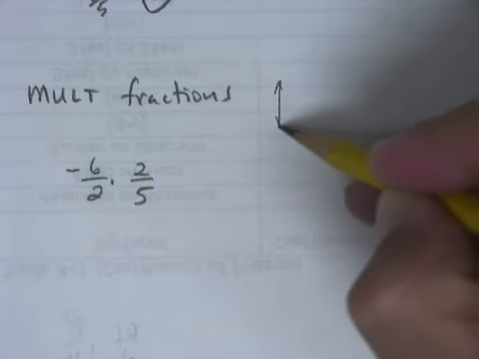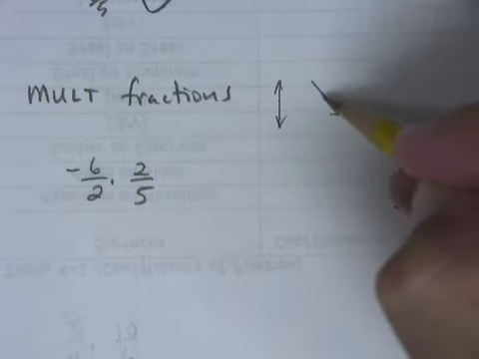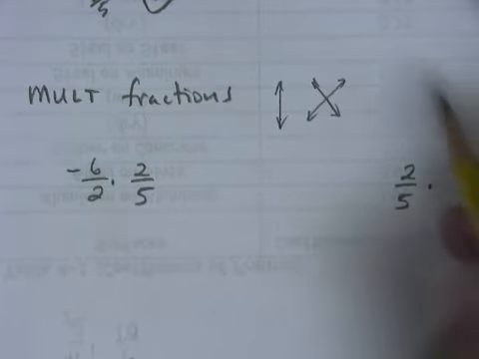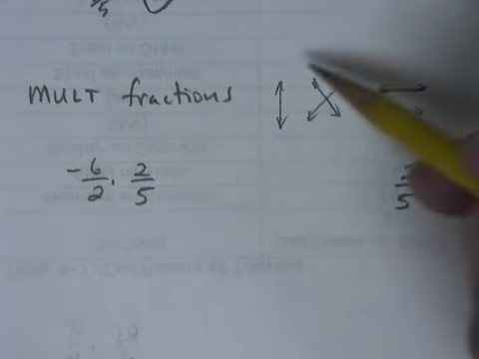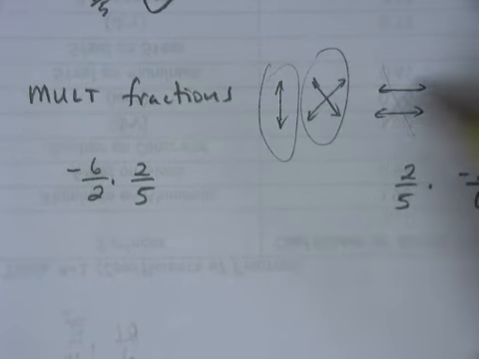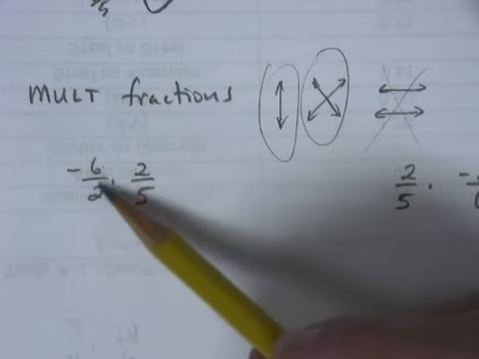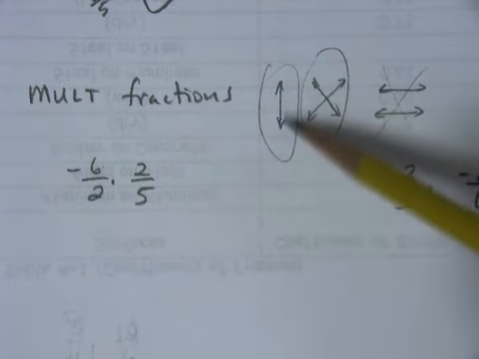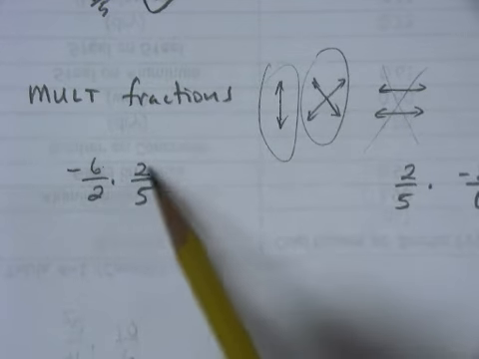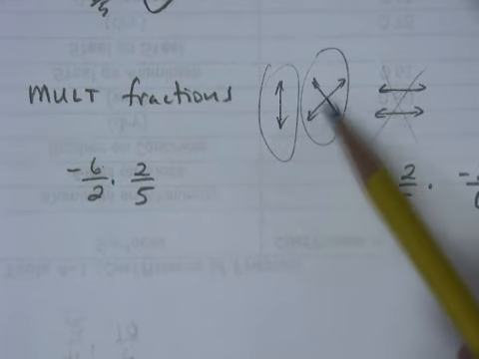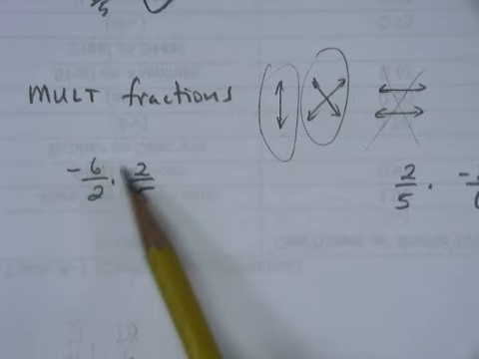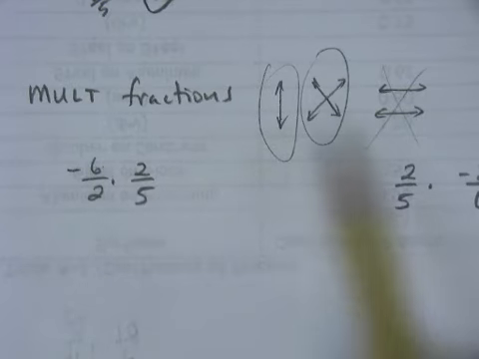You can reduce up and down. You can reduce diagonally, but you can't reduce side to side. So this one's okay, this one's okay, this one is not okay. Let me give you an example. This 6 and 2, I could reduce that if I wanted to. That would be up and down. That's not a problem. I can reduce diagonally, so I could reduce these 2's. That would be perfectly fine. That's like the diagonal right here. But I couldn't reduce the 6 and 2. Can't do that. That would be like going across the top or going across the bottom.